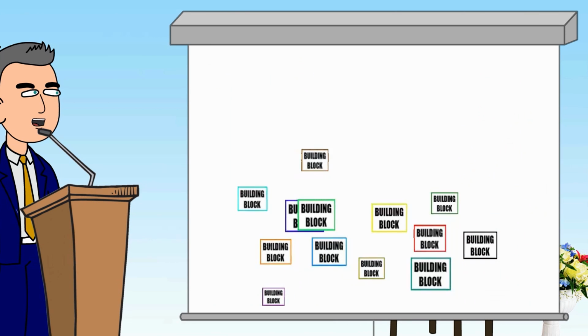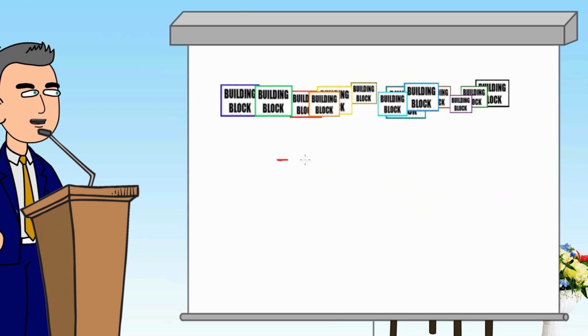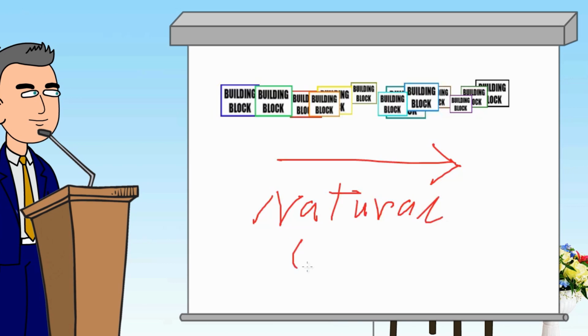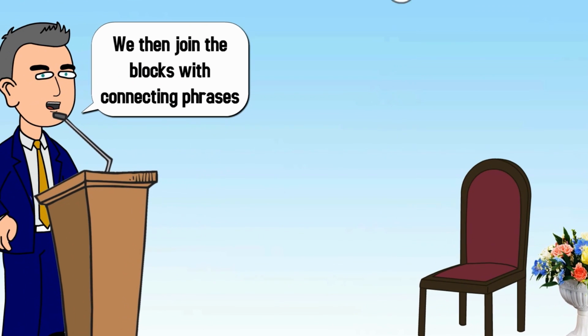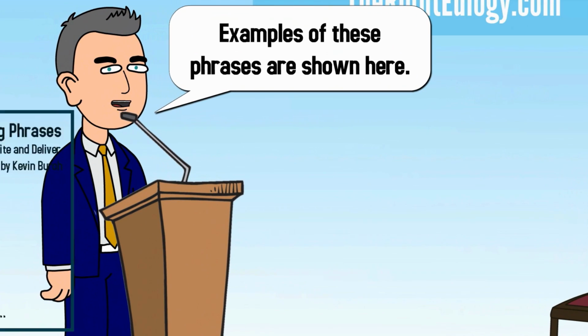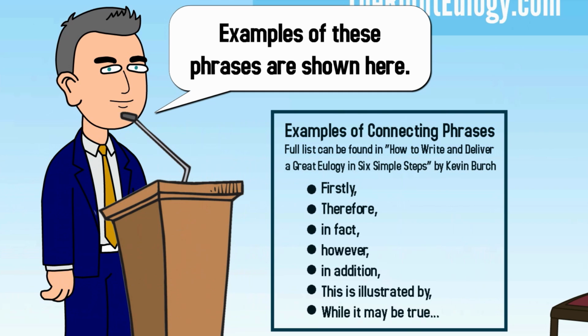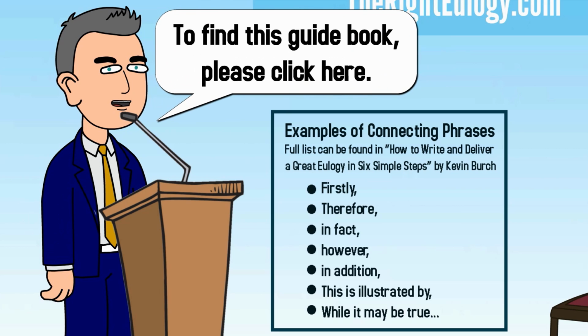From the building blocks we've selected to use, we then arrange them in some natural order, so it flows logically from block to block. We then join the blocks with connecting phrases. Examples of these phrases are shown here. More can be found in the guidebook upon which this video series is based. To find this guidebook, please click here.